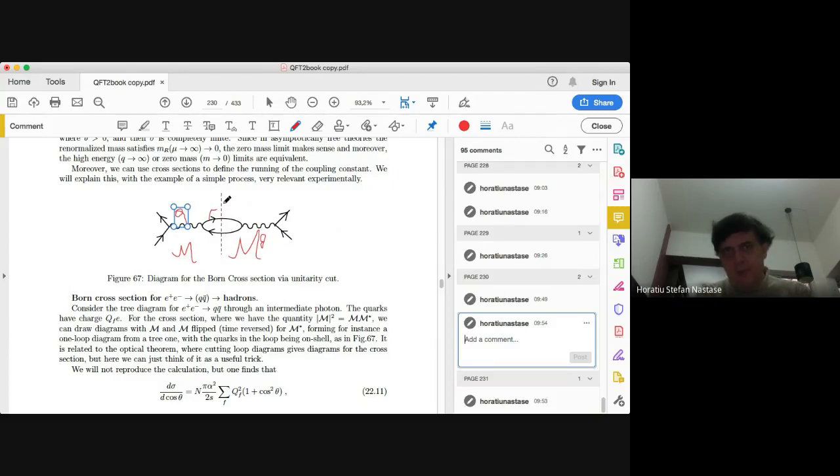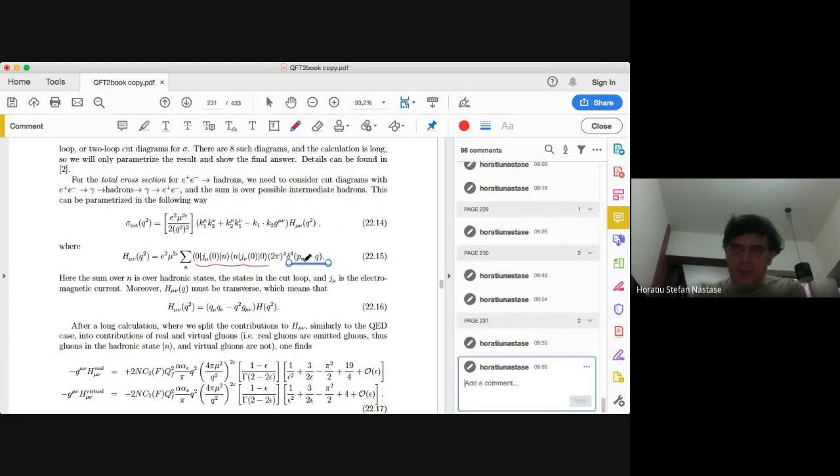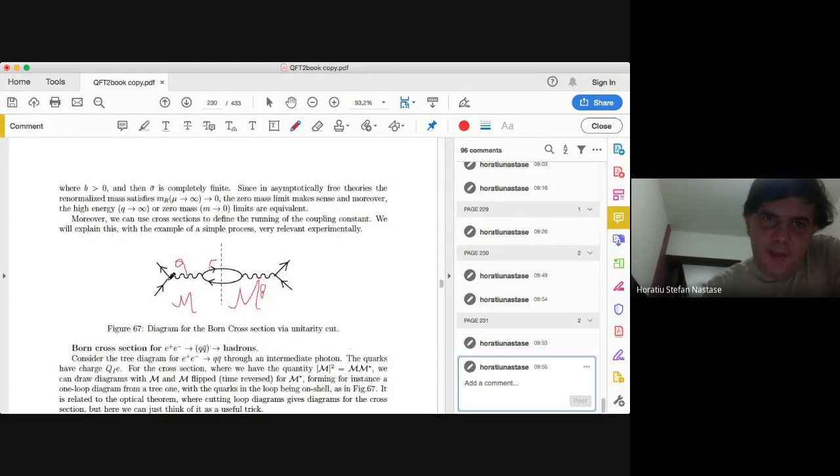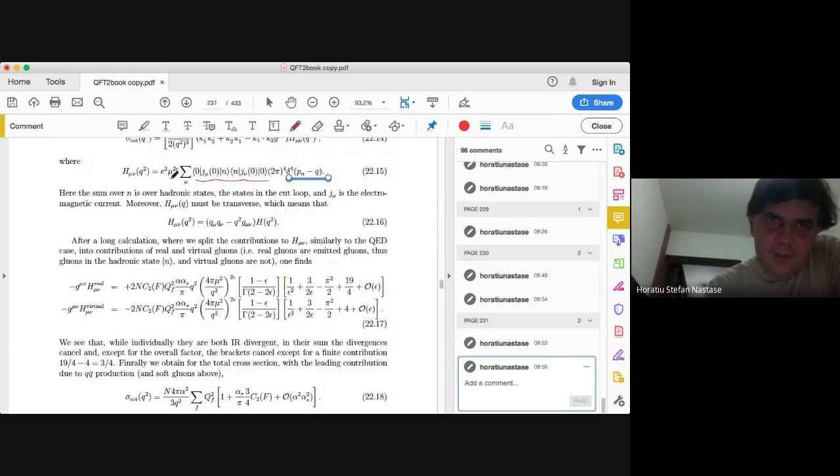Q must be equal to the total momentum of the hadron state n that we cut here. So I must also have delta of Pn, the momentum of the state n, minus Q. Since we're doing dimensional regularization, I also have e squared, because I have e here and e here for the coupling, and mu to the power 2 epsilon. All of these together form this function that I called h mu nu of q squared.